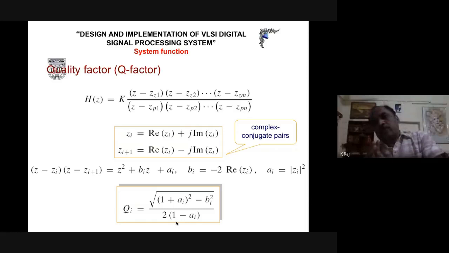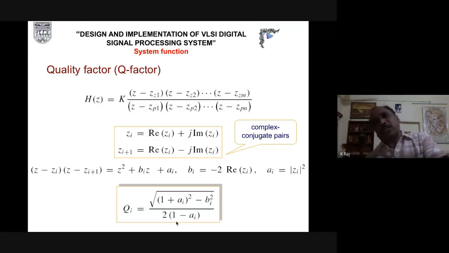It is a tutorial problem for you that you have to derive these transfer functions related to the low pass filter, high pass filter, band pass filter, band reject filter, and all pass filter. It is a tutorial problem, and please try to do whatever instructions are given in the class.